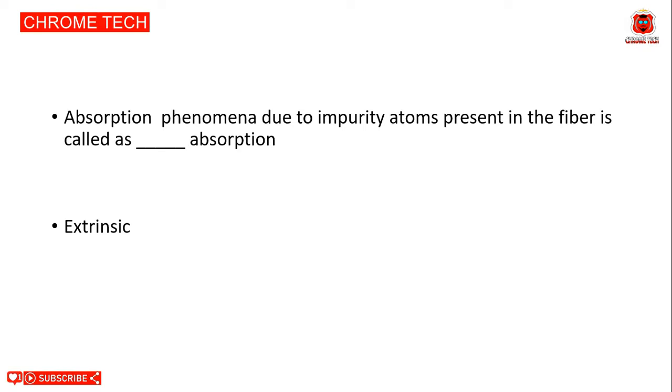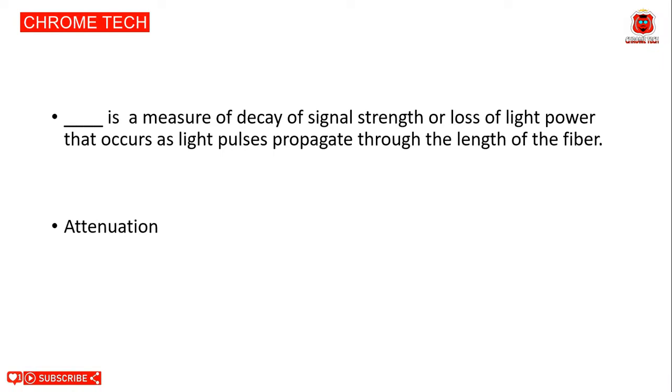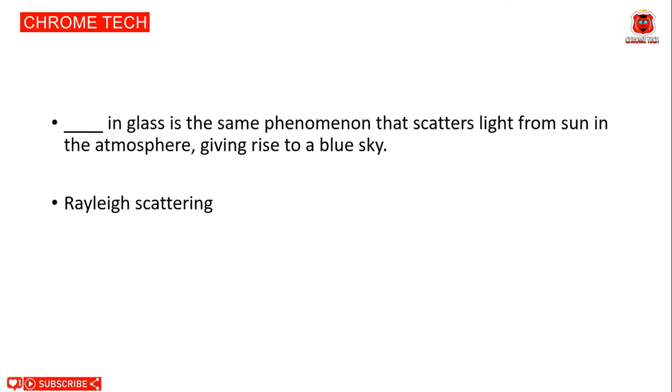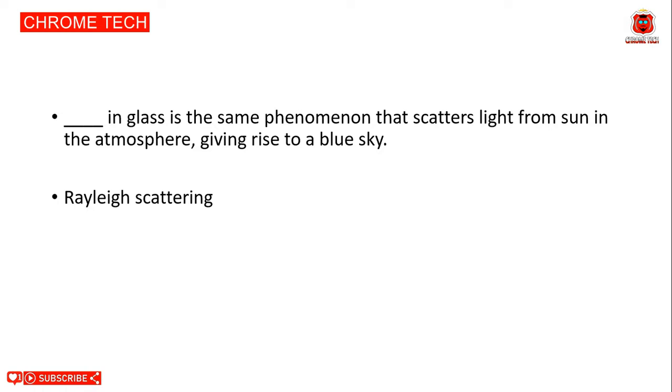Absorption phenomena due to impurity atoms present in a fiber is called dash absorption. Extrinsic absorption is the correct answer. Dash is a measure of decay of signal strength or loss of light power that occurs as light pulses propagate through the length of the fiber. Attenuation is the correct answer. Dash in glass is the same phenomenon that scatters light from the sun in the atmosphere, giving rise to the blue sky. Rayleigh scattering is the correct answer.